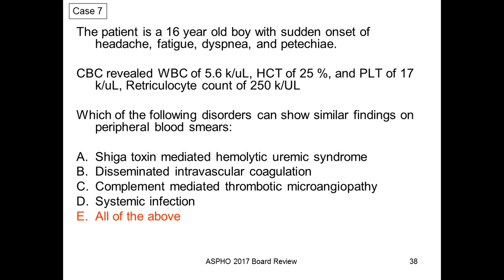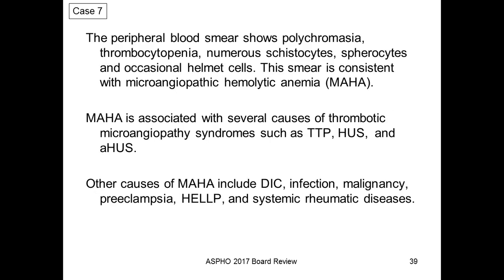So you can see microangiopathic hemolytic anemia in all of these different conditions. As I said, this peripheral blood smear shows microangiopathic hemolytic anemia. It's associated with several causes of thrombotic microangiopathy syndromes, including TTP, HUS, and atypical HUS. But you can also see microangiopathic hemolytic anemia in other causes, including DIC, infection, malignancy, preeclampsia, HELLP, and systemic rheumatic diseases.